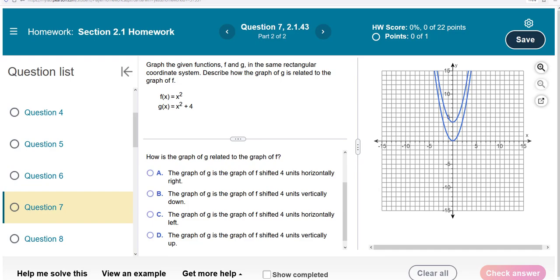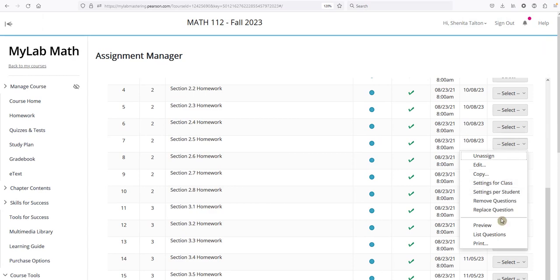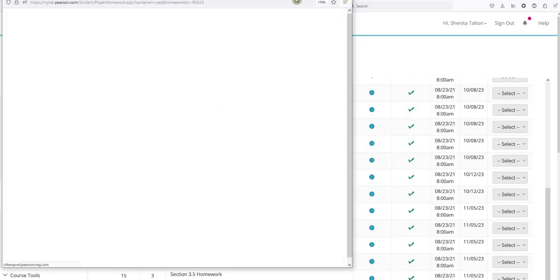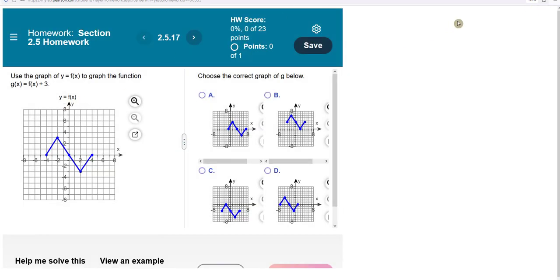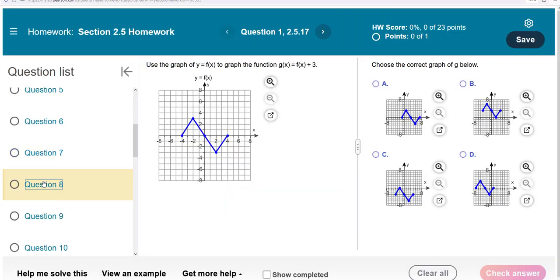Now when you go on to 2.5, it's a little different. This one will actually put the graph up for you. So let's see if we can do a couple of problems in 2.5. Let's see. Okay, it's coming up. My system is a little slow. Okay, so let's do problem 8.